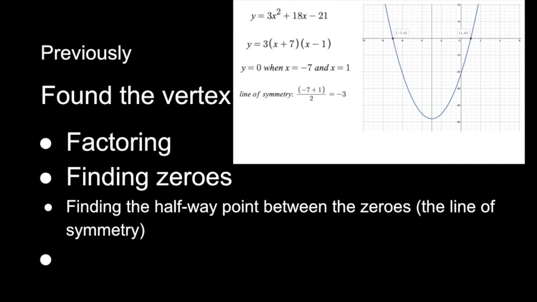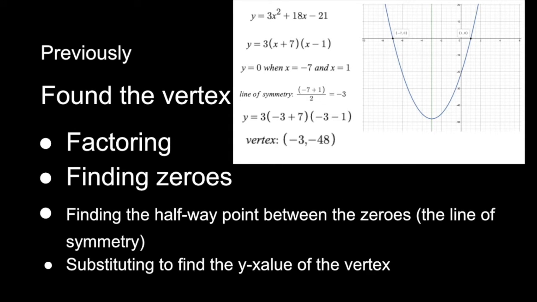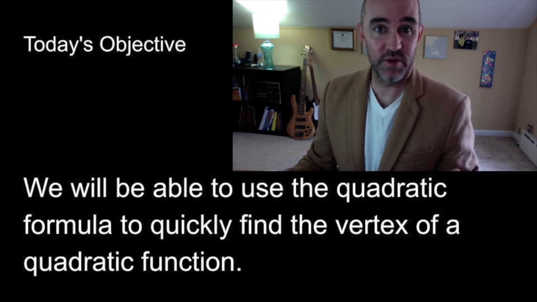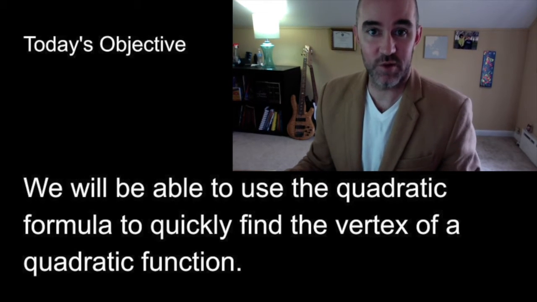We found the line of symmetry that was halfway between those zeros by finding the average or the mean. And then we would plug in that value of x to find the y value of the vertex, which in this case ended up being negative 48. Well, today we're going to build on the work we did yesterday with the quadratic formula to be able to quickly find the vertex of a quadratic function.